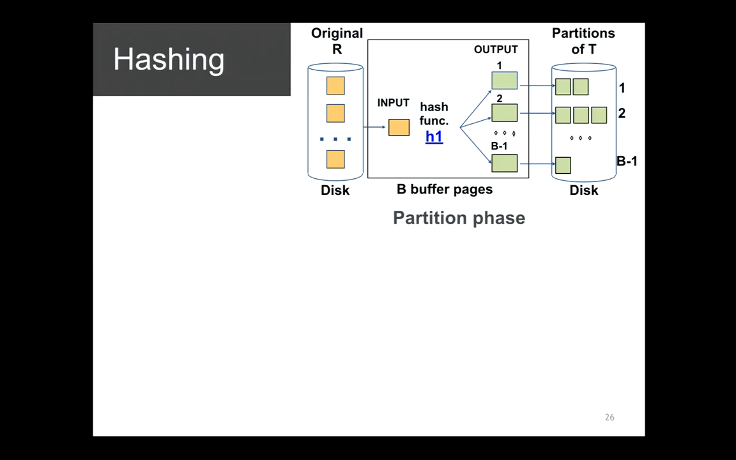Now, you keep copying these records onto these pages. As and when one of these pages fills up, you write it to disk. If this page fills up, you write it to disk. And so what you have ended up doing is partitioning the intermediate file T into B minus 1 smaller files. Now, these B minus 1 smaller files effectively are informed by the value of the projection list attributes that you feed to the hash function h1.